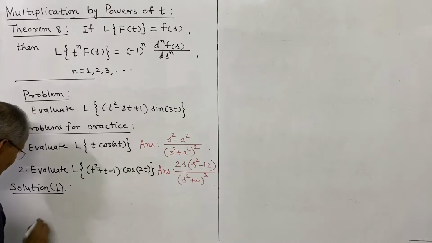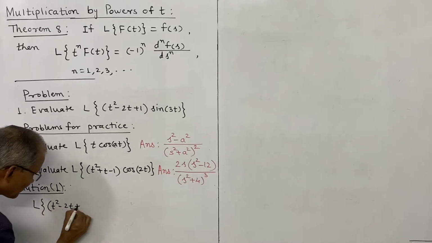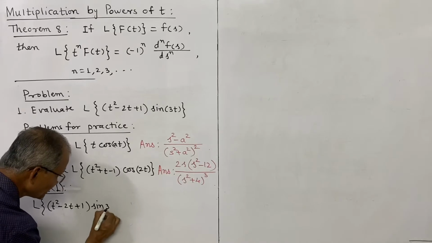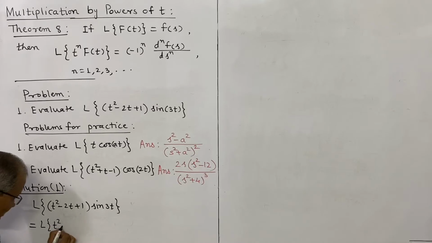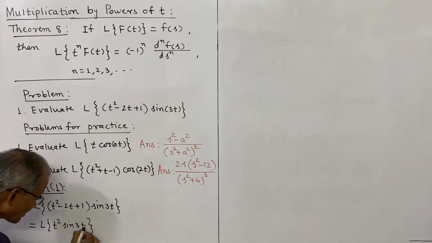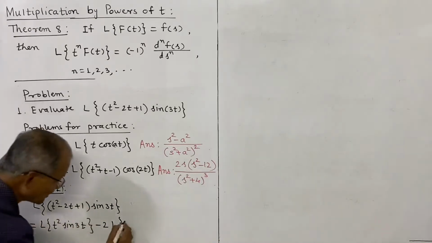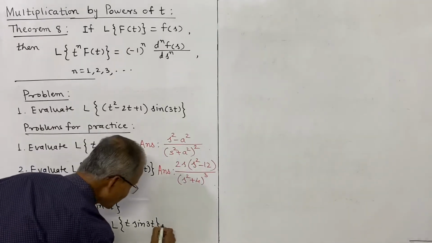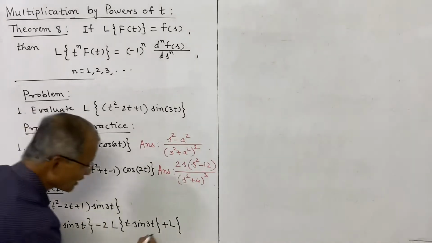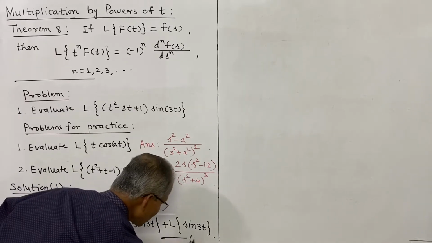See, we have L of (t square minus 2t plus 1) into sine 3t, and this, by using the linearity property, is equal to L of t square into sine 3t, then minus 2, which is a constant and can be written outside, L of t into sine 3t, and next is 1 into sine 3t, that is plus L of sine 3t. Now we assume this as first equation.